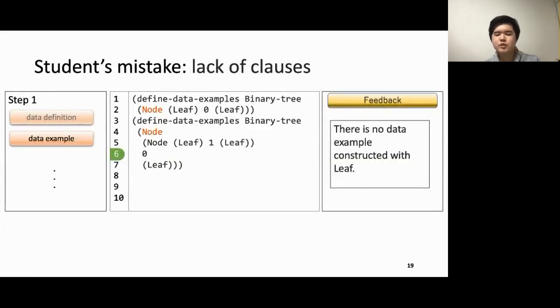Now, suppose the student created 2 examples of node. In this case, our DSL complains that there is no data example constructed with leaf.